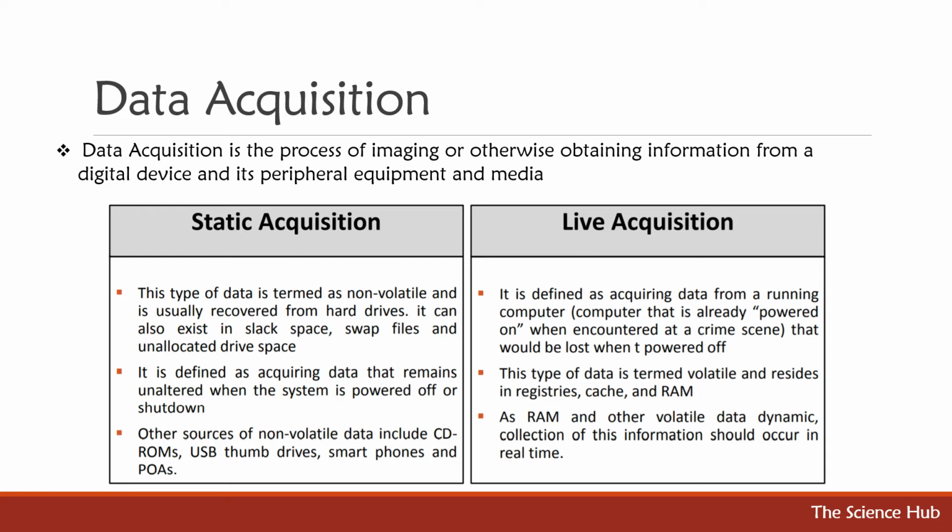Live acquisition. It is defined as acquiring data from a running computer. It is a computer that is already powered on when encountered at a crime scene, and data that would be lost when powered off. This type of data is termed volatile and resides in registries, cache, and RAM. As with RAM and other volatile data, dynamic collection of this information should occur in real time.